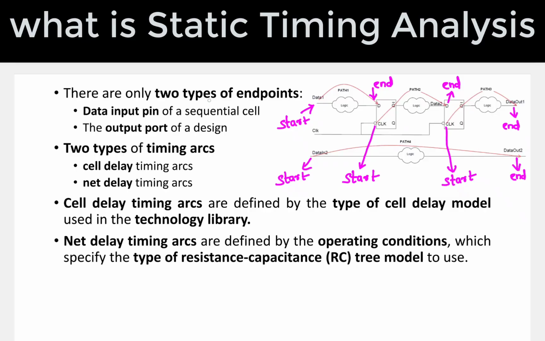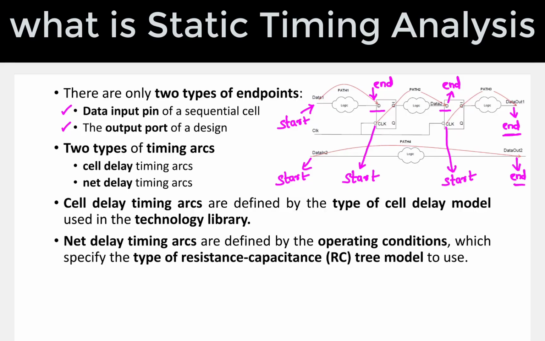Now we want the endpoints, right? Here is the data input pin of a sequential cell. This is called the data input pin of a sequential cell, or else you can take this one also. This is also a data input pin of a sequential cell and comes under endpoint. And one more thing is the output port of a design. So check the endpoints. Here this is the endpoint which is called the output port, and here also the same thing.